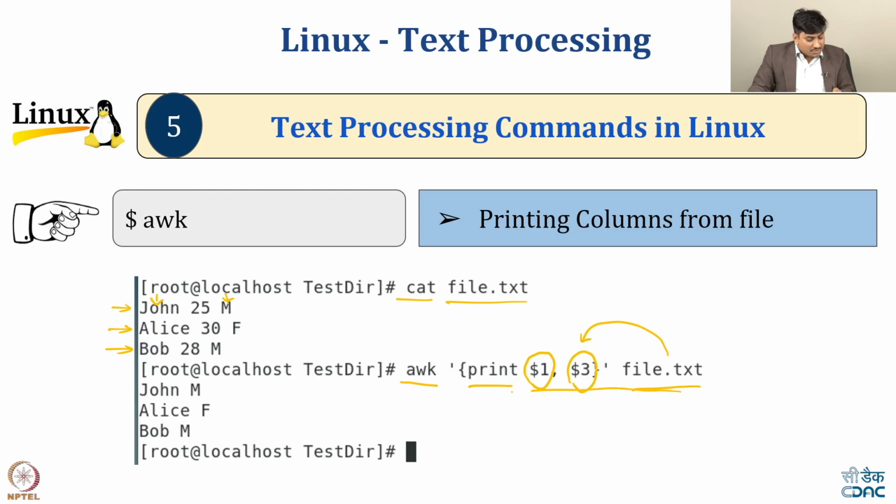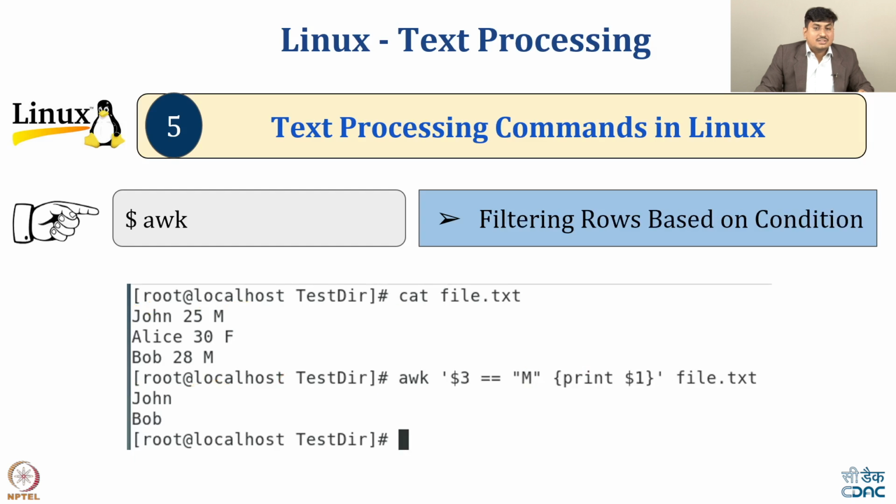So, if I fire this particular command, you can see that from this file, column 1 has been printed and column 3 has been printed. Column 2 has been omitted, right. Now, another use case is filtering rows based on a condition.